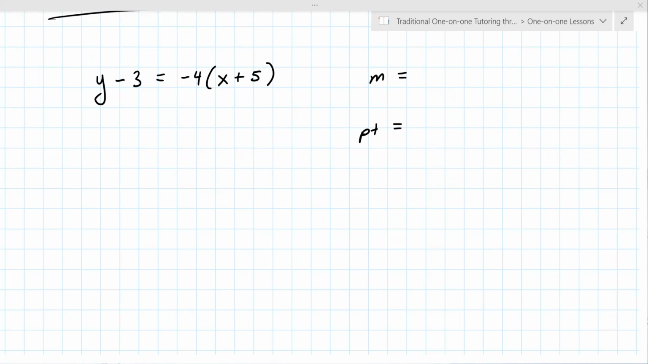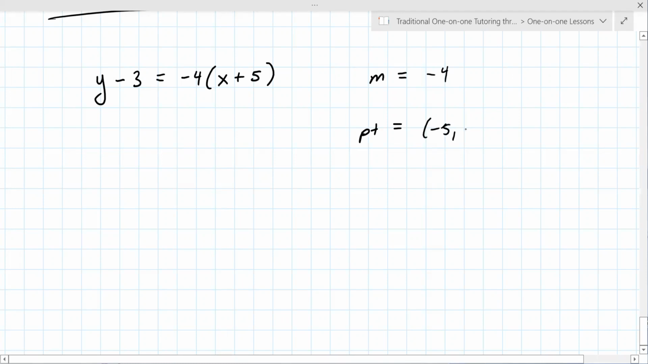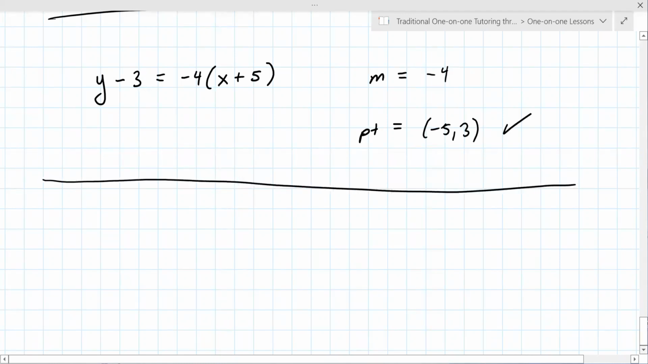Okay, so the slope is -4. The point is -5, 3. Perfect. See, I told you. Okay. So the reason we're doing all this is we're going to do some graphing now. We're going to graph some point slope problems. So let's take a pretty basic one. Y minus 1 equals -x plus 1.